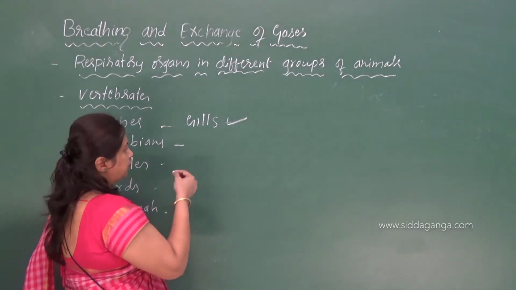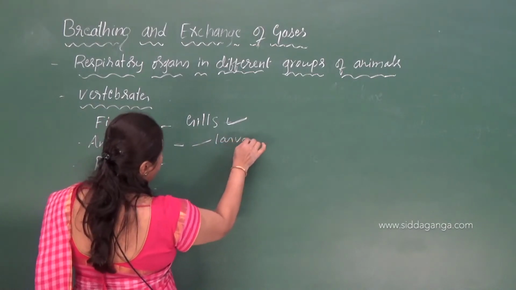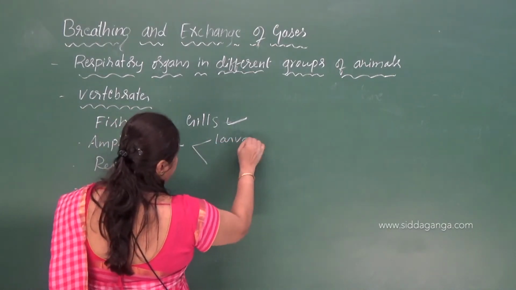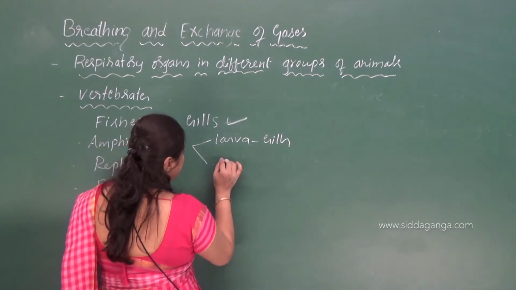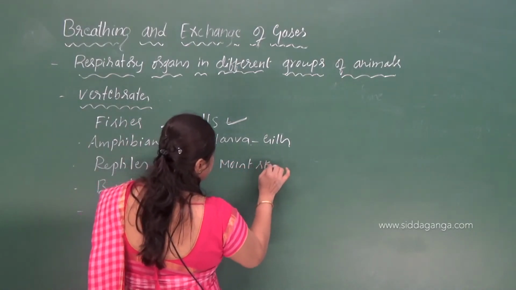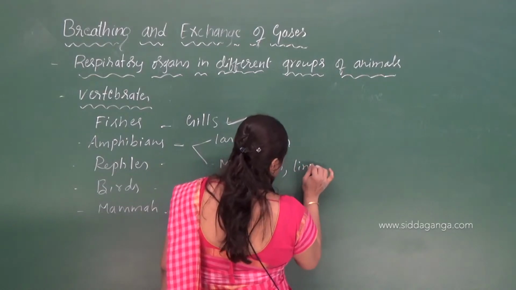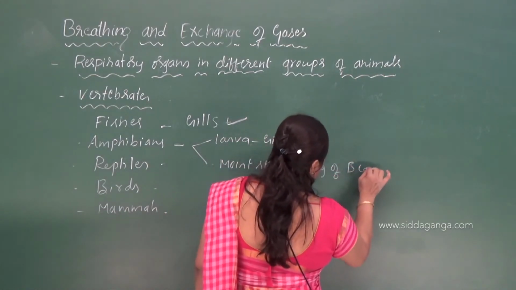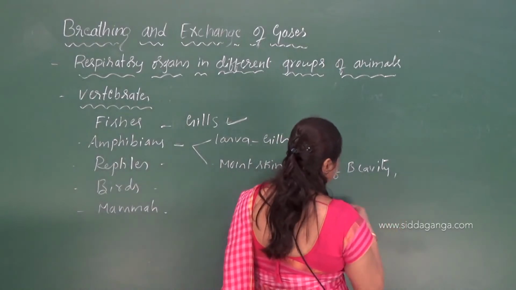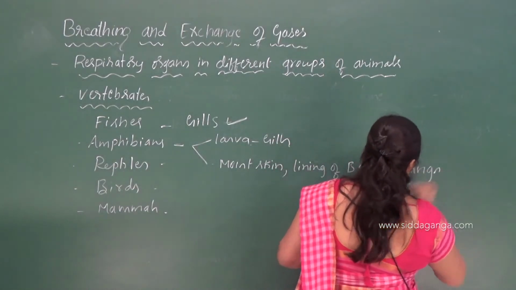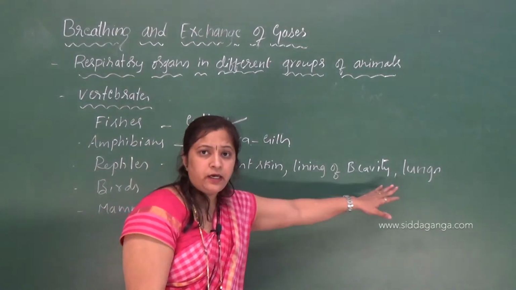For example, the frog. The larva of frog is called a tadpole larva. The larva is aquatic, so it has gills for respiration, and the adult frog respires with the help of moist skin. The moist skin helps in the exchange of gases, and respiration also occurs through the lining of the buccal cavity and lungs. So these are the respiratory structures in adult frog: moist skin, lining of buccal cavity and lungs.